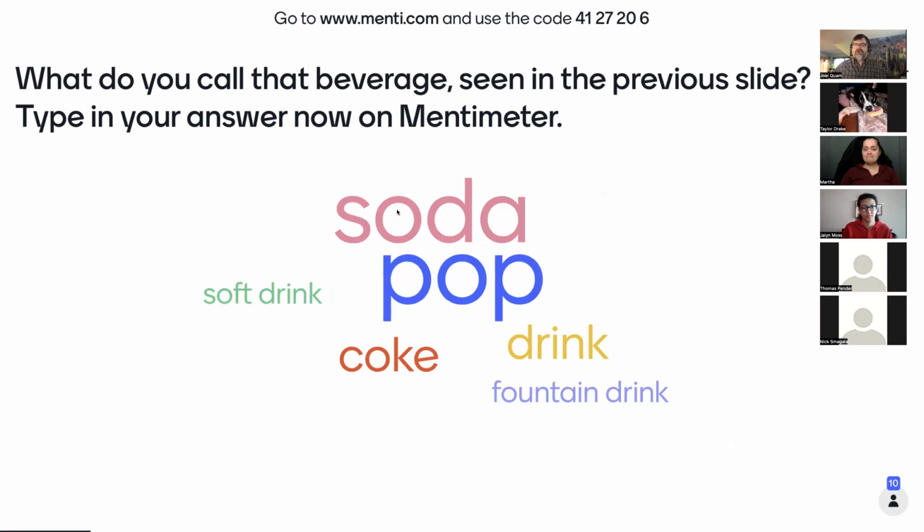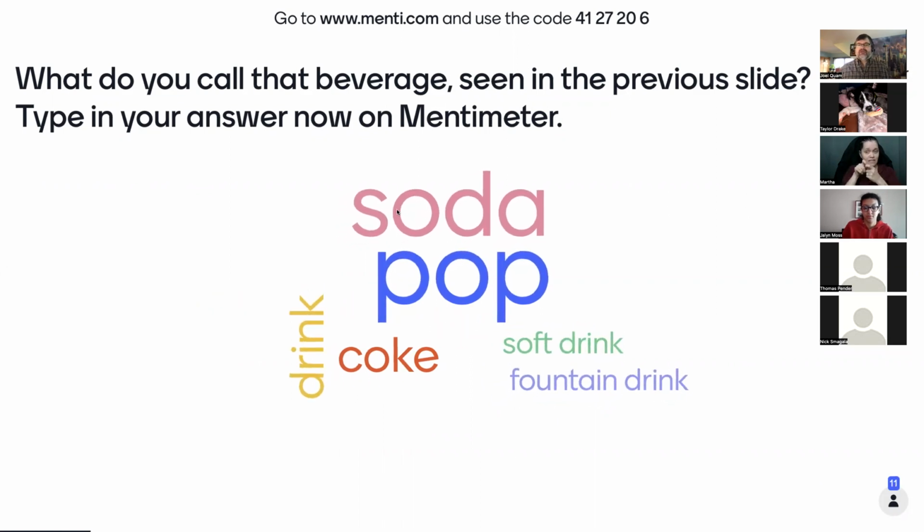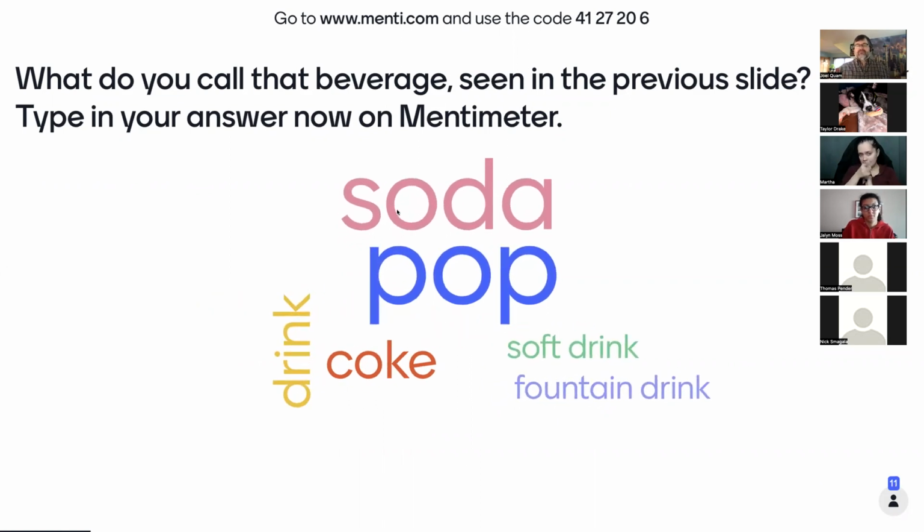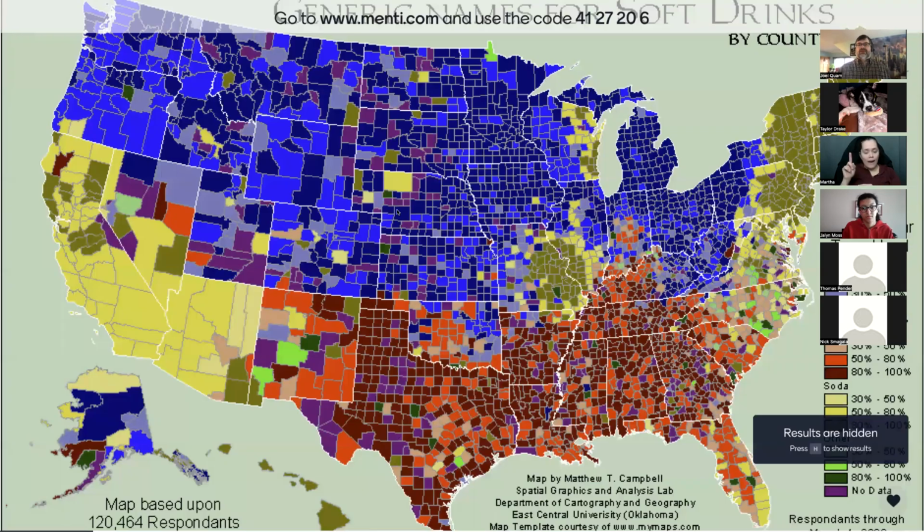All right, here are your answers. So pop and soda look to me like they have the same size font and are thus tied for the most common answers. But you have a few other things there as well. Well, it turns out that this one is even more geographic. There are some distinctive geographic patterns here as to what people say where in the United States.